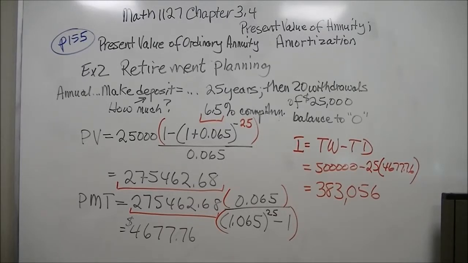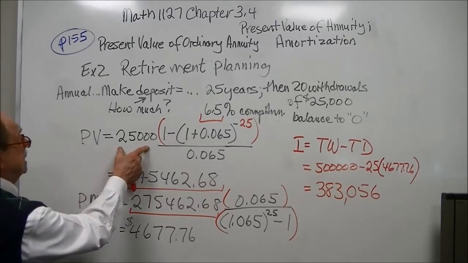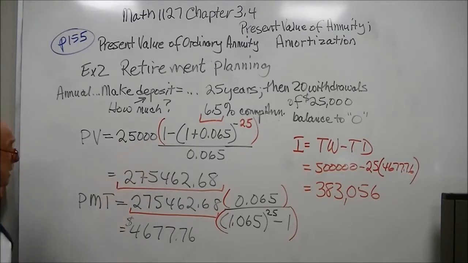So how much should be deposited annually to accumulate sufficient funds to provide for these payments, and how much total interest is earned during this entire 45-year period? So what we see here, for 25 years, they're going to deposit some money. We don't know how much. But they want to be able to take payments of 25,000.